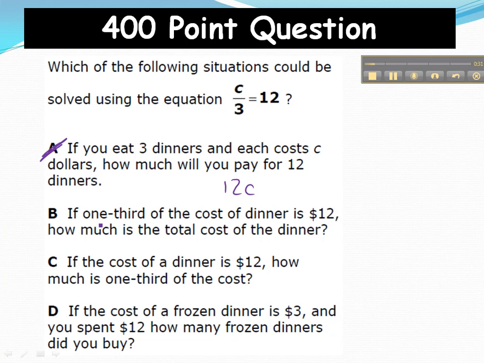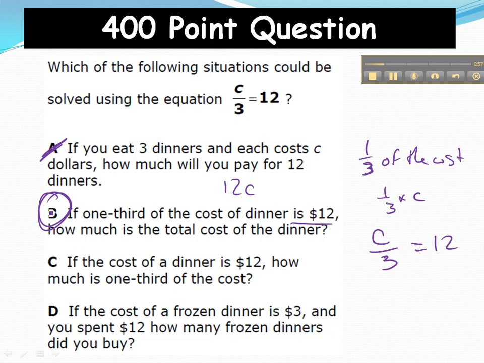B says if 1/3 of the cost of a dinner is $12, how much is the cost of the dinner? So one third of the cost is 1/3 times the cost, or times c, or the same as taking c and dividing it by 3. And they say that is $12, so that equals $12. So there's our answer choice B.